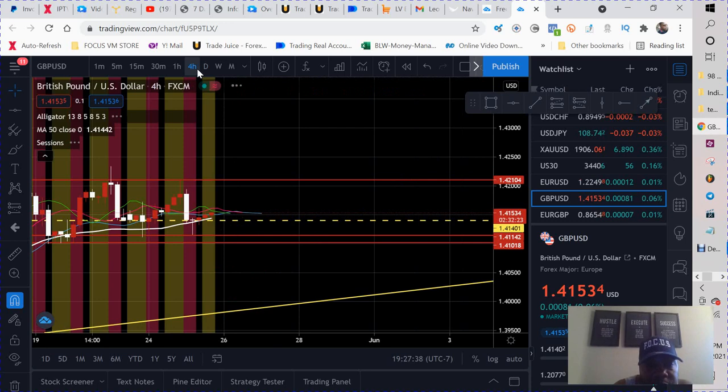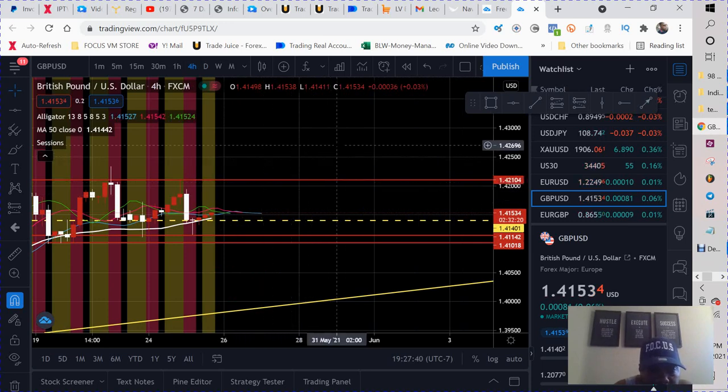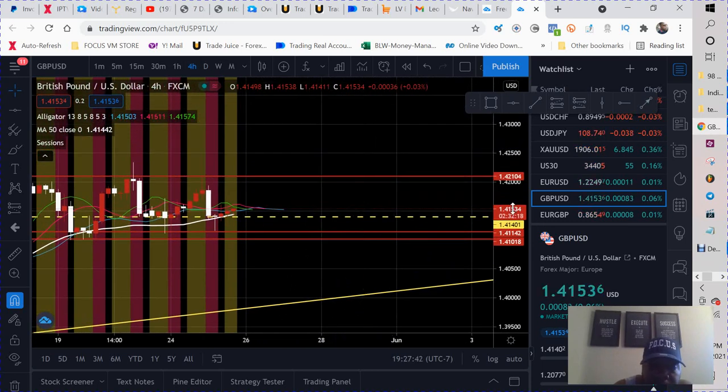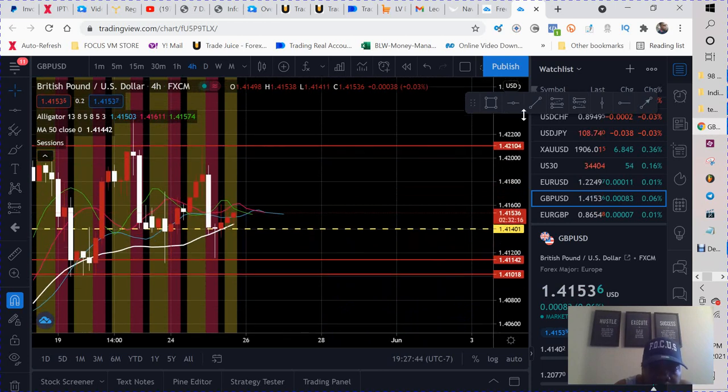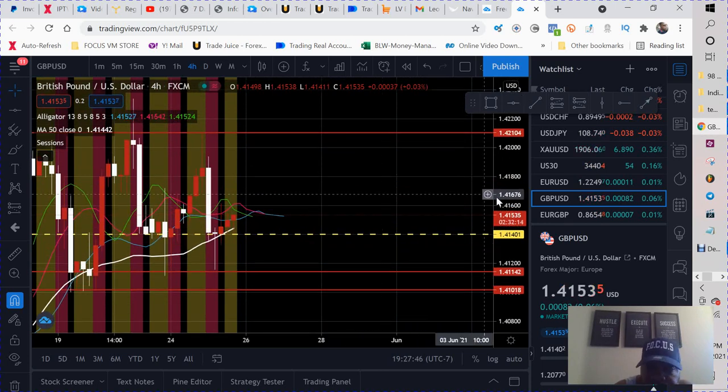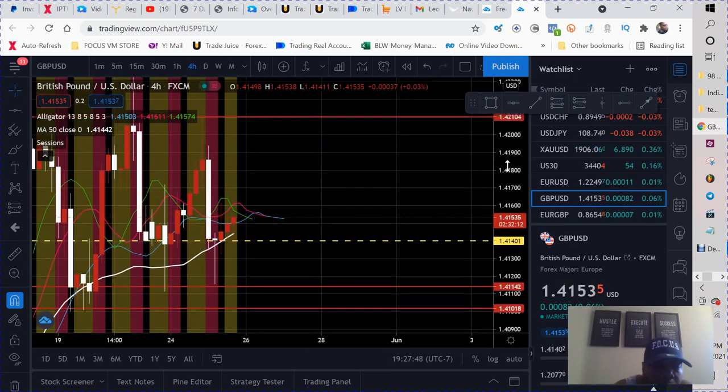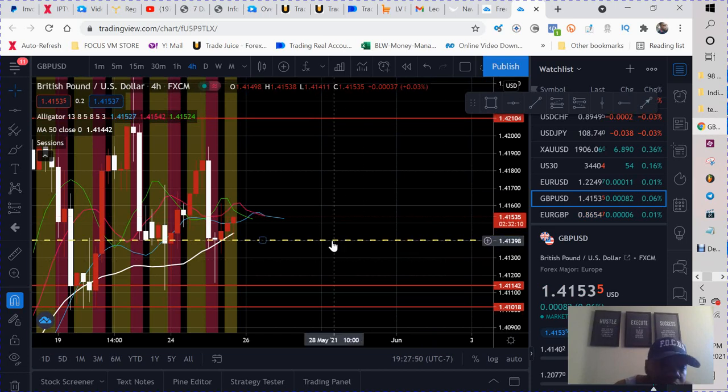So I just like to go down to the 4-hour chart to see what them beautiful candles be looking like. All right. So these will make sense to you as we get more intimate in our entry.